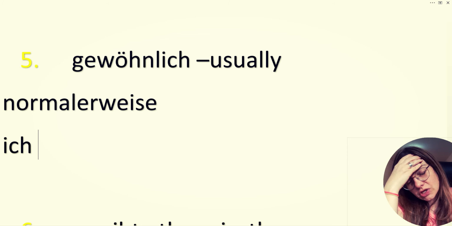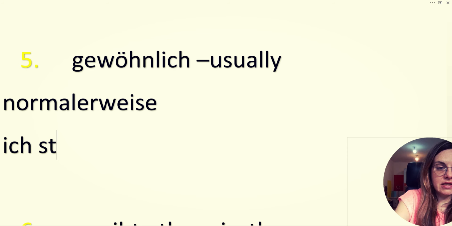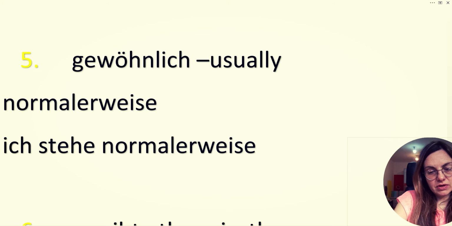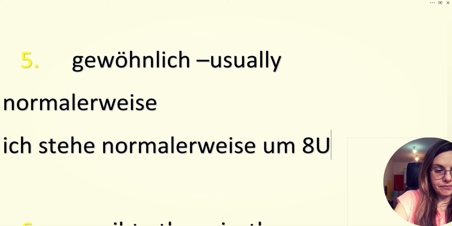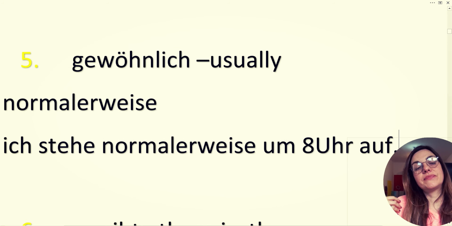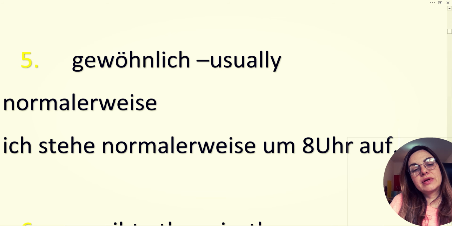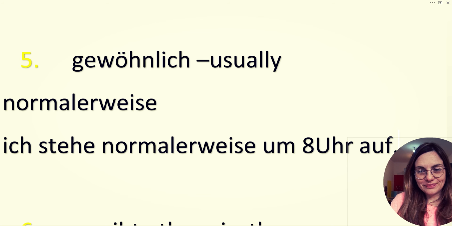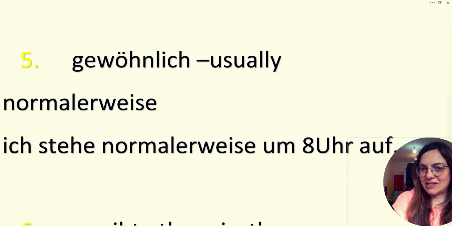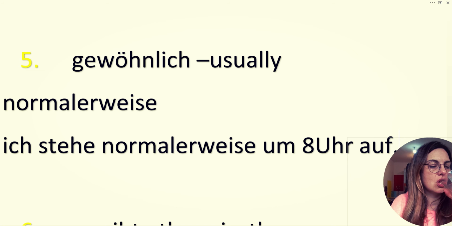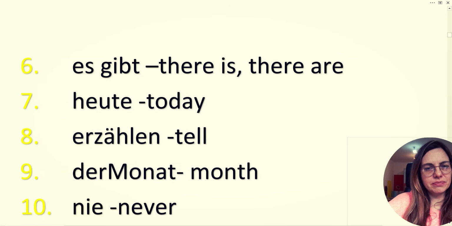We can use the same aufstehen and say ich stehe normalerweise oder gewöhnlich um 8 Uhr auf. Ich stehe normalerweise. I usually get up. Ich stehe normalerweise um 8 Uhr auf. That's normalerweise, normally. And gewöhnlich, usually.